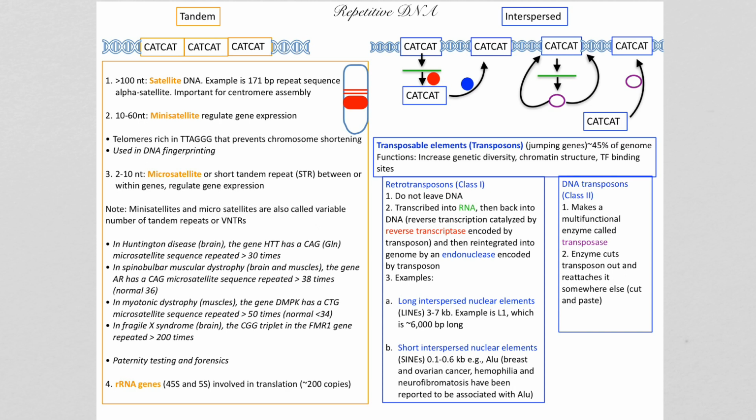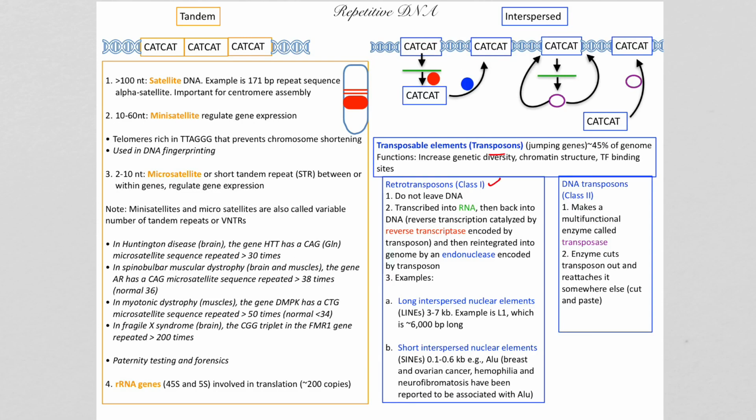They are believed to increase genetic diversity, they affect chromatin structure, and they also regulate transcription factor binding. A lot of this information is quite new, so I'm sure we will find a lot of fascinating things about this repetitive DNA and their functions. There are two types of transposons.